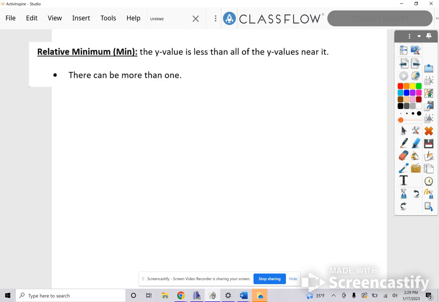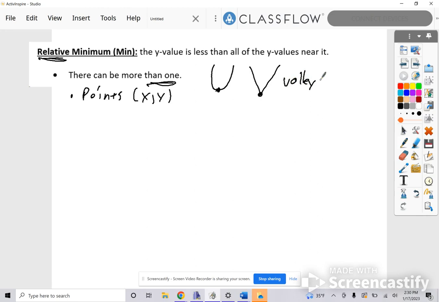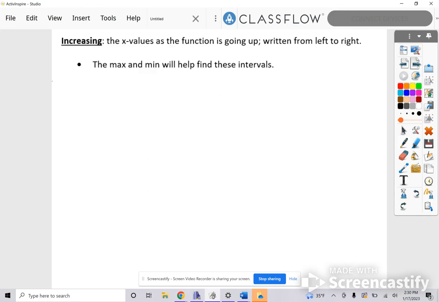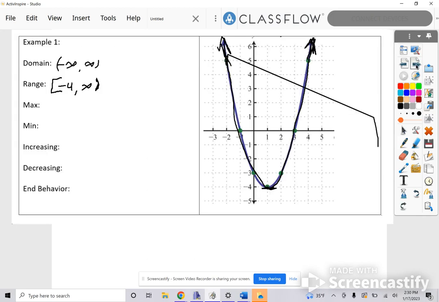Conversely, a relative minimum, same idea. There can be more than one. These are also written as points. X, Y. And there are valleys, so they come from a decreasing section to an increasing section. It can be a sharp turn like that. Okay, so valleys. It must have both sides. Okay, it can't just begin and start going and be a minimum. So, how do we find these?